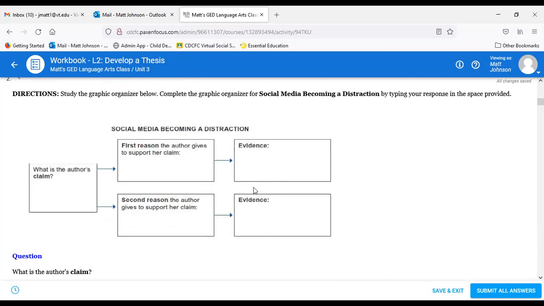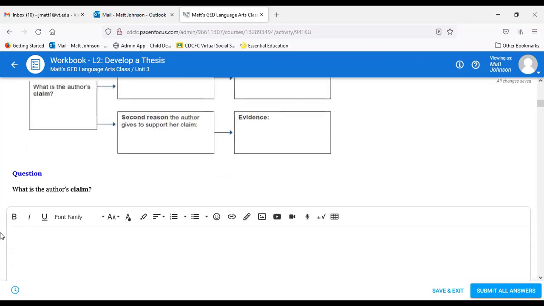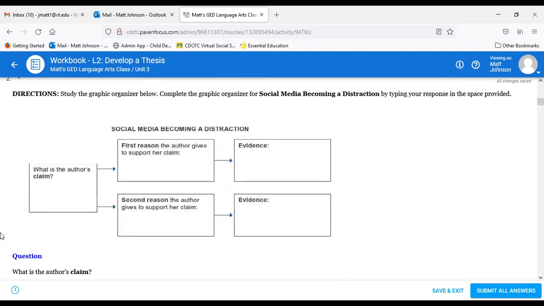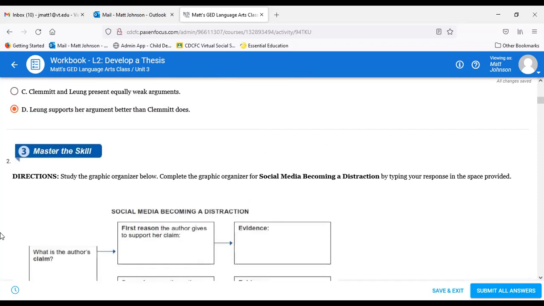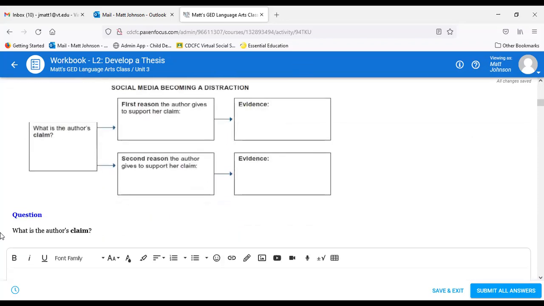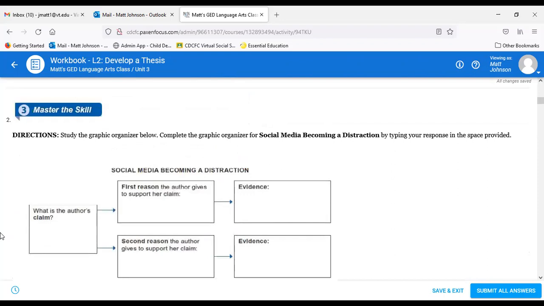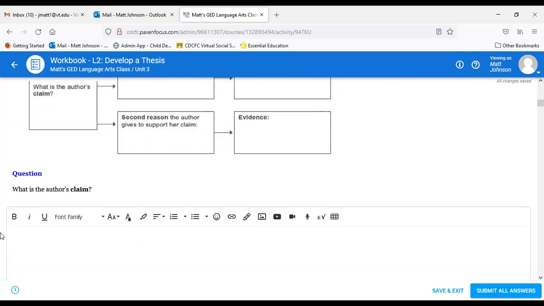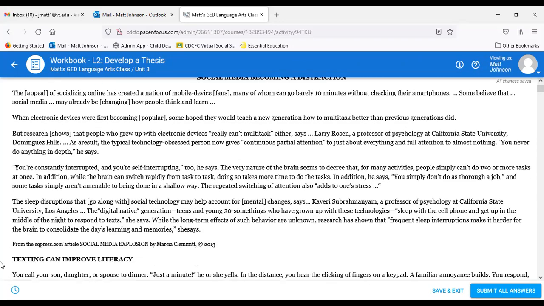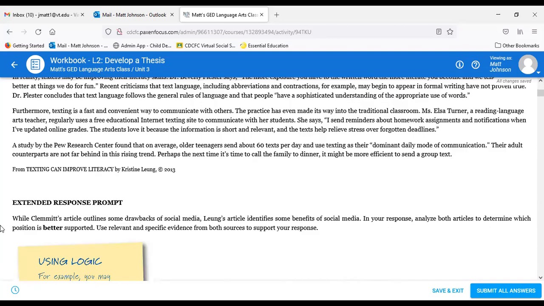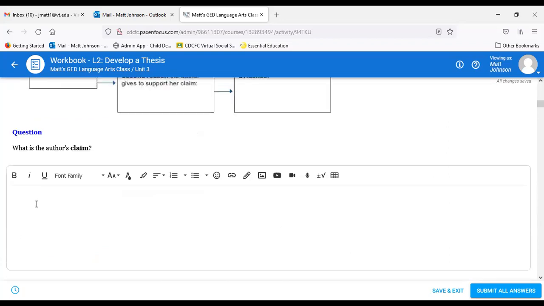So all we're looking at right now, the only answer we need is for the first passage. What is Clement's claim? Social media is already changing how people think and learn. Beautiful. That's it, right? That addresses everything. It's a strong opening statement.